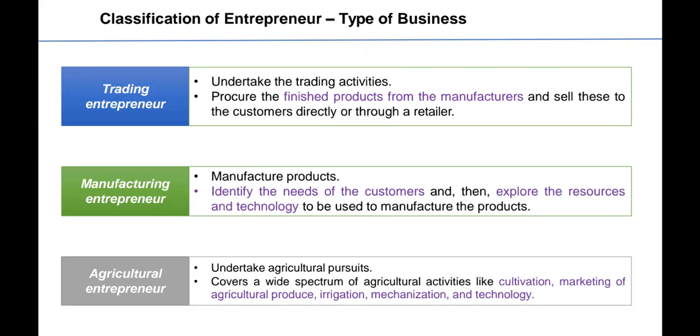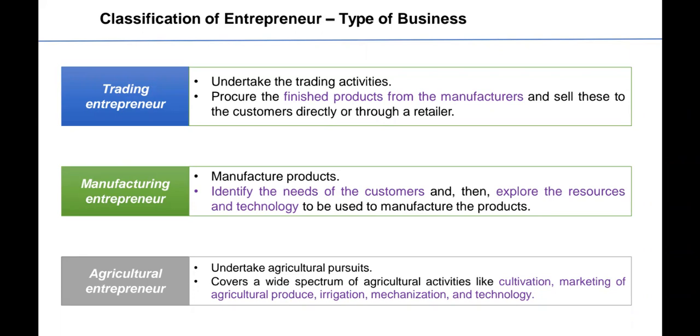Next is the agricultural entrepreneur. The agricultural entrepreneur undertakes agricultural pursuits. It covers a wide spectrum of agricultural activities like cultivation, marketing of agricultural produce, irrigation, mechanization, and technology. These agricultural entrepreneurs are associated with agriculture and agricultural allied activities, and are totally involved in those types of business.